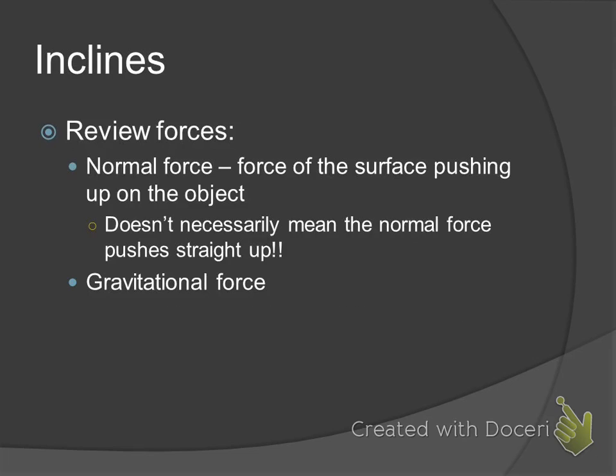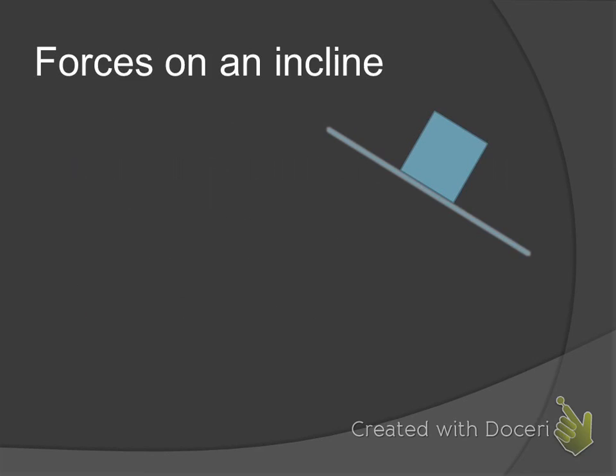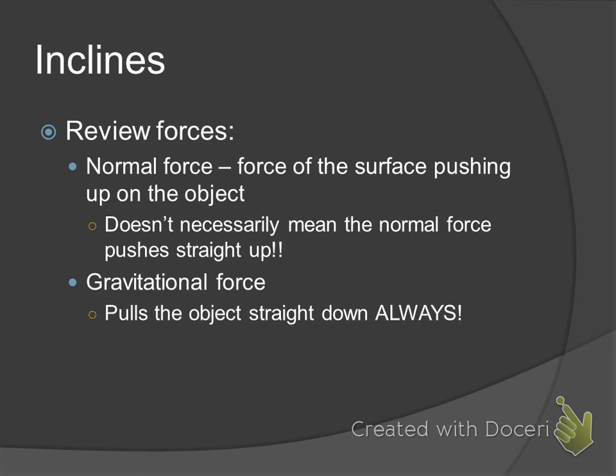Our gravitational force, however, still always goes straight down. Always. It's not going to change the direction that it goes in comparison to the incline. So if I have my incline now, I'm looking at my normal force, which goes perpendicular, and my gravitational force, which goes straight down. So my F sub g would go like this. My F normal would look like that.